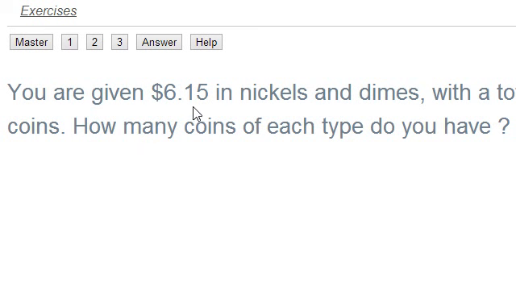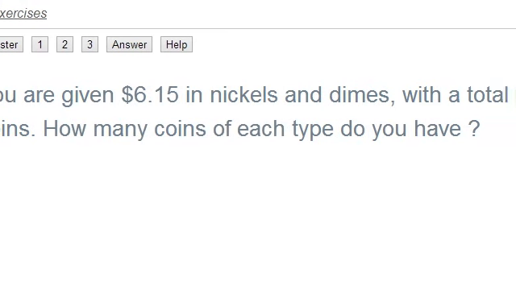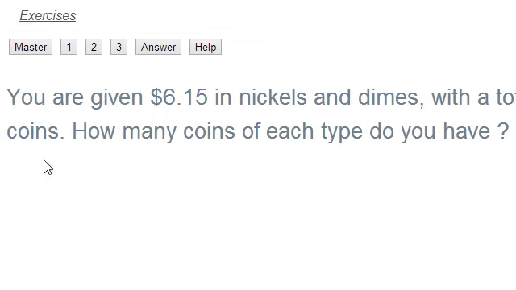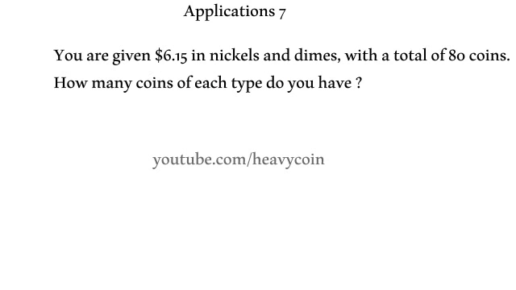You're given $6.15 in nickels and dimes, with a total of 80 coins. How many coins of each type do you have? We're going to need to know how many nickels and how many dimes. When I first learned this, I thought this was a pretty cool problem. So let's get over to the whiteboard.